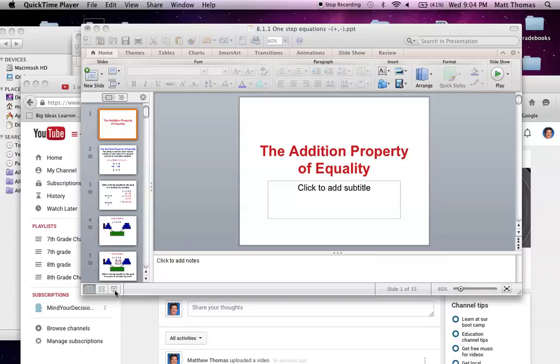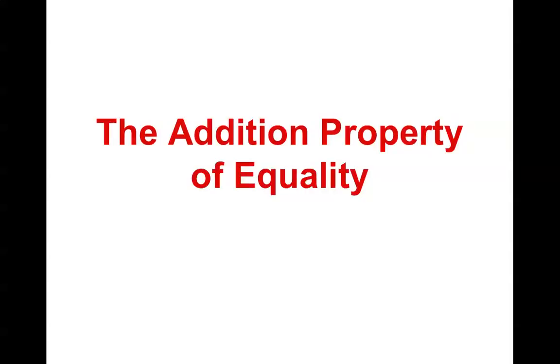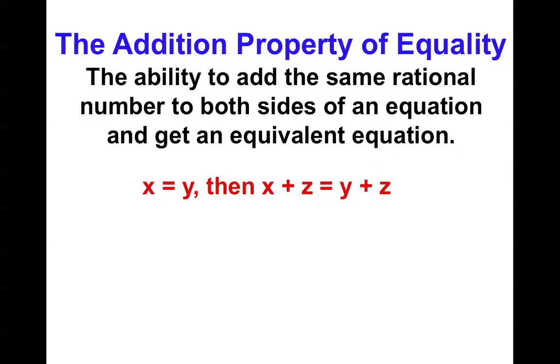Hey everyone, welcome back. Today we're going to talk about the addition property of equality. What the addition property of equality says is, if you have the ability to add the exact same rational number to both sides of an equation, you get an equivalent equation. Basically, if you have two numbers that equal each other, in this case x and y, then if you add the exact same number to both sides of the equation, you will still get an equal equation.